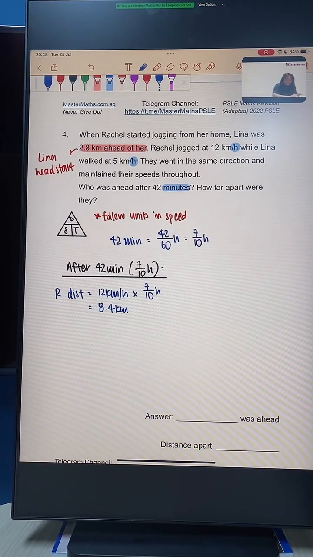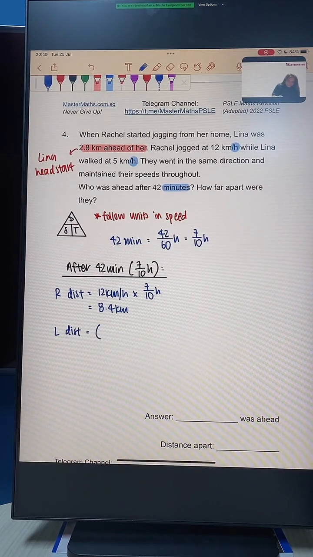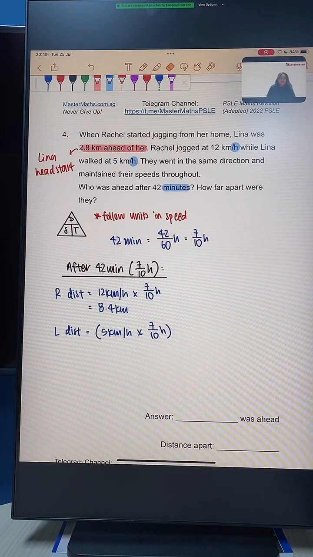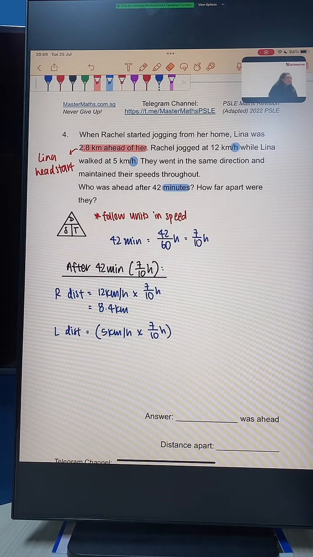Pretty straightforward there, right? Speed times time. So for Lina, I will also do the same. Lina's distance would be speed 5 kilometers per hour times her time, which is also 7 out of 10 hours. Okay, but this is not all to the distance. Do you know what else I need to do for Lina's distance? Anybody knows? What else should I do for Lina's distance? This is not all. It's not just 3.5 kilometers.